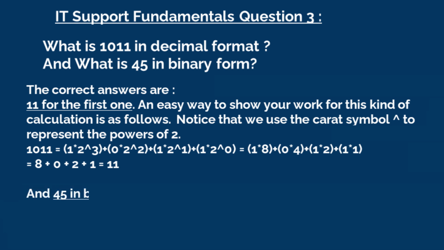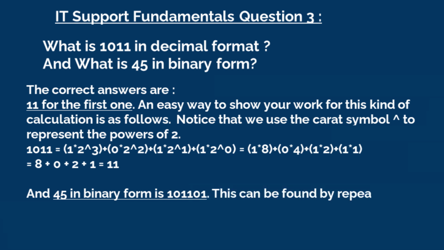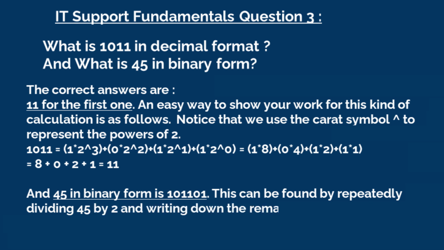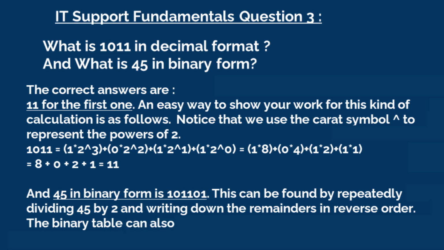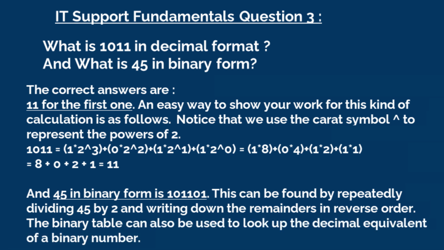And 45 in binary form is 101101. This can be found by repeatedly dividing 45 by 2 and writing down the remainders in reverse order. The binary table can also be used to look up the decimal equivalent of a binary number.